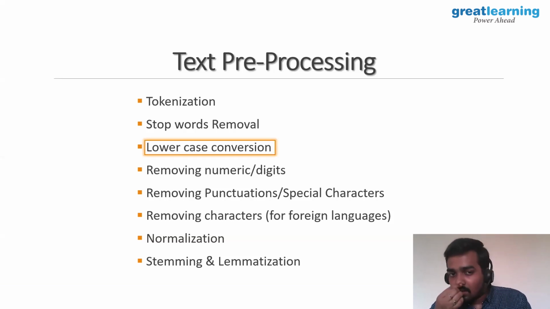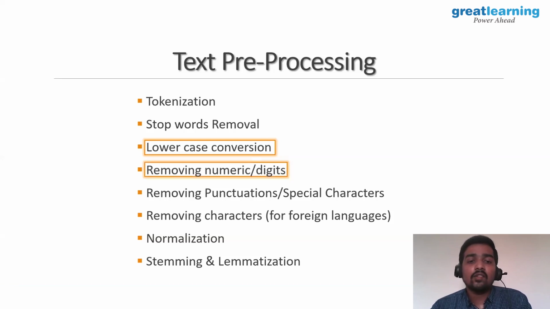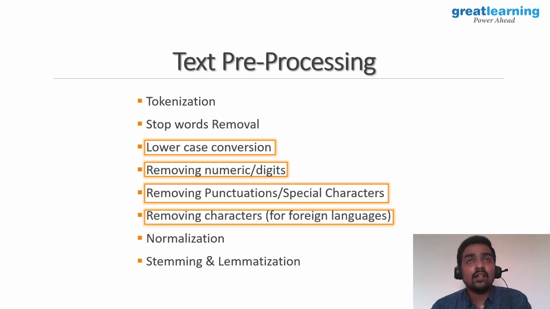So what are all the pre-processing techniques which we use in our use case? Let's talk about that. We normally deal with lowercase conversion in our language detection model, and we also remove the numerics and digits because they don't add any value for detecting if a text is English, Chinese, Japanese or any other language. We'll also try to remove the punctuations and special characters, followed by removing characters that are only for foreign languages. We'll see how to do that in a while.